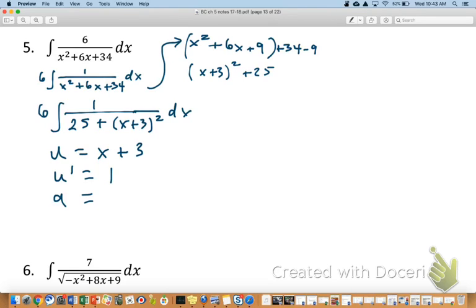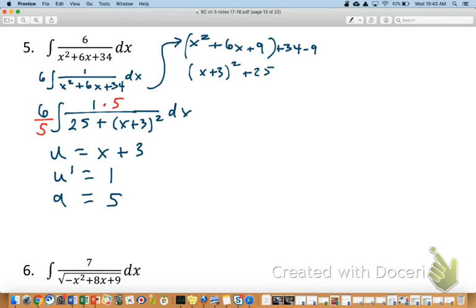It's 5. So for this to work, the numerator is supposed to be u prime times a, which in our case would be 5 times 1 or 5. And it's a 1. So Timmy's messed this up, not surprisingly. So I just go times 5 to make that work, divided by 5 to accommodate my adjustment. And we're there.